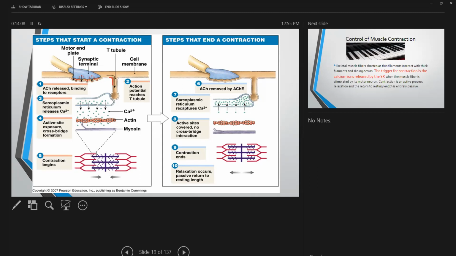So then after that, ACH is removed from the site and reabsorbed back into the synaptic terminal. At step 7, the sarcoplasmic reticulum recaptures the calcium. And at step 8, the active sites are covered and no cross-bridge interaction is seen. Step 9, the contraction obviously ends, and at step 10, the relaxation occurs with passive return to resting length.